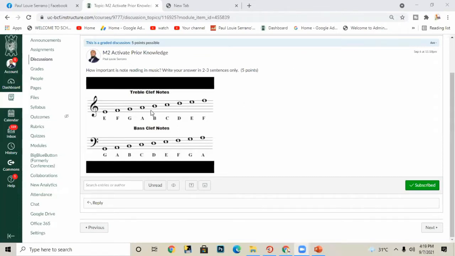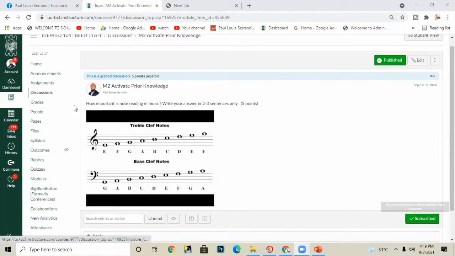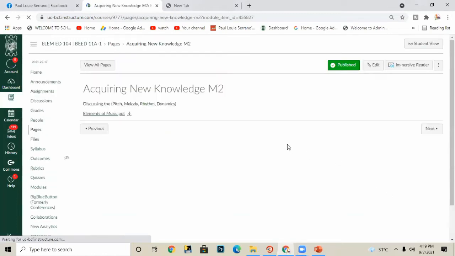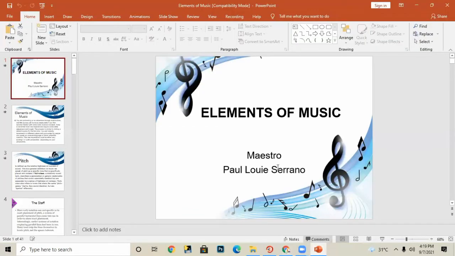Okay. So let's proceed. So you just answer how important is note reading in music. Very basic question. So you can answer it within 2 to 3 sentences. Walang kahirap-hirap. Let's proceed. So now we have here your discussion for the pitch, melody, and rhythm. So let's proceed with the slide itself.